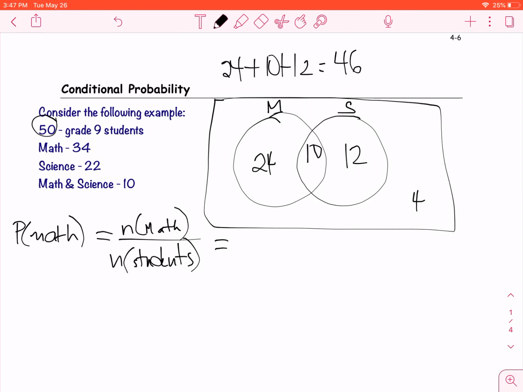In this case there were 34 students who enjoyed mathematics out of the 50 students who were asked. We would of course simplify that into lowest terms, and we would figure out that there's a 68% probability that students enjoy math. Now we'll segue a bit into this idea of conditional probability.